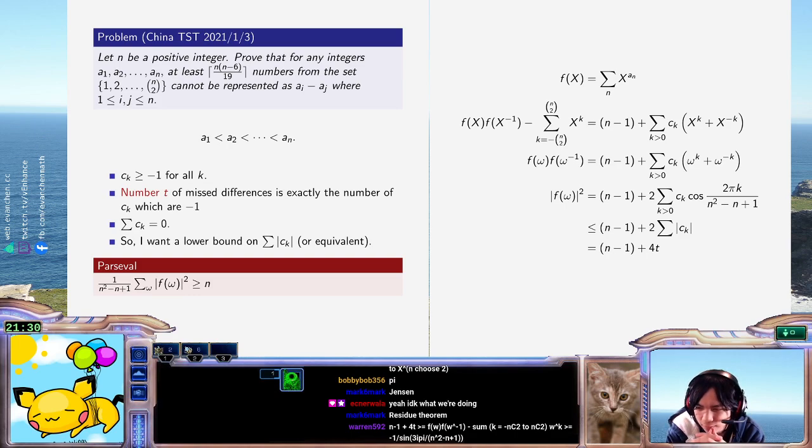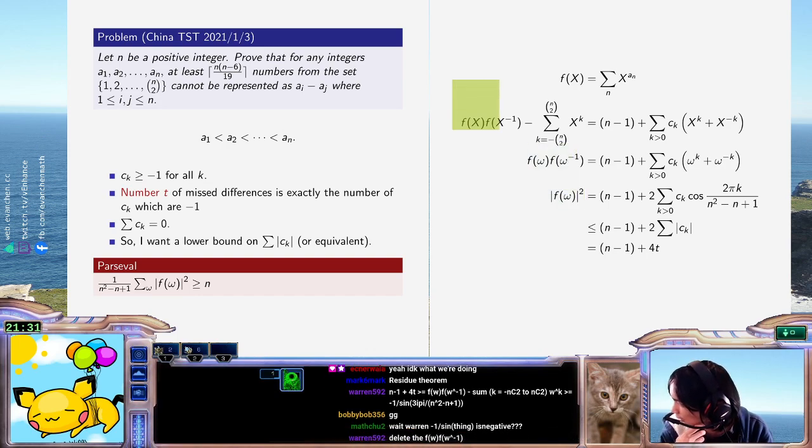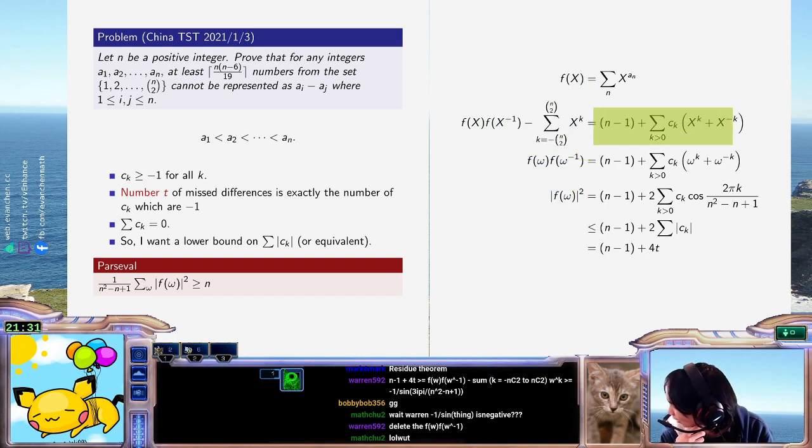N minus 1 is at least f of like... Wait, I just don't. How do you get that bound? Where is the 1 over sine? What? What? This thing. This is at least f omega squared, which is also equal to this thing, which is apparently this thing, and then you bound this below.